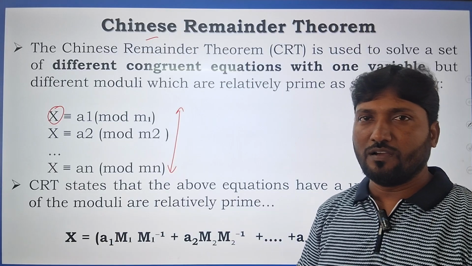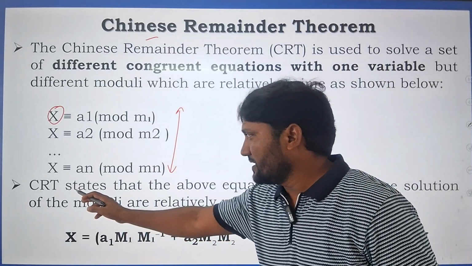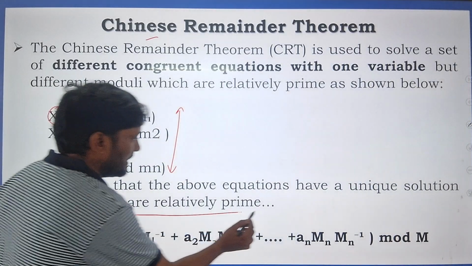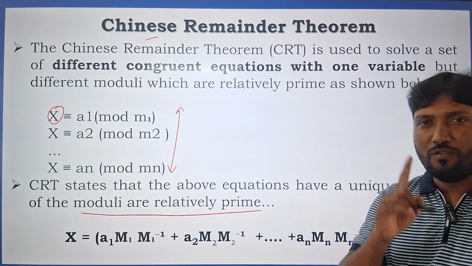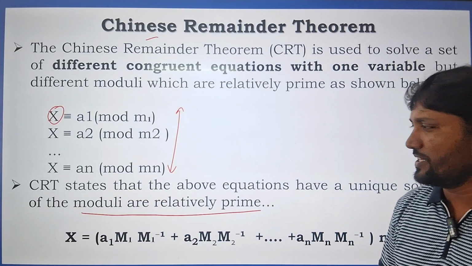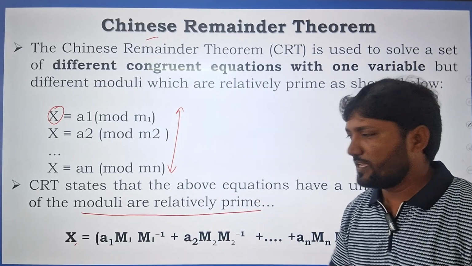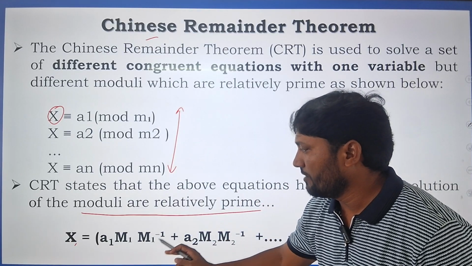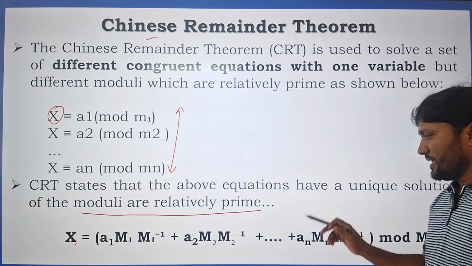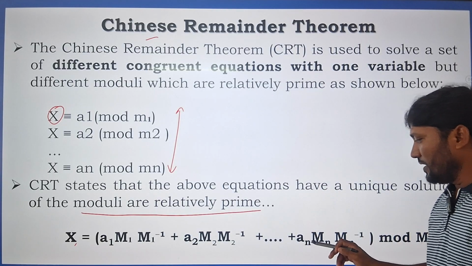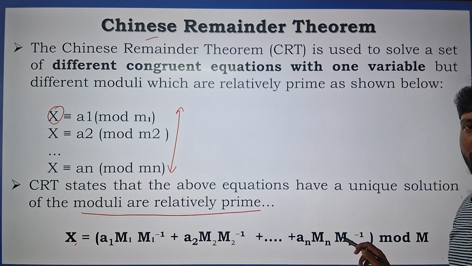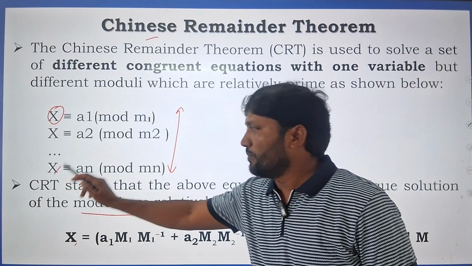How can we solve this problem? The CRT states that the above equations have a unique solution when the moduli are relatively prime. That means we have only one unique solution to calculate the x value by using the CRT. What is the unique solution here? To calculate the x value, x equals a1 M1 M1 inverse plus a2 M2 M2 inverse plus a3 M3 M3 inverse and so on, up to an Mn Mn inverse, mod M. This is the only formula to calculate the x value by using CRT.